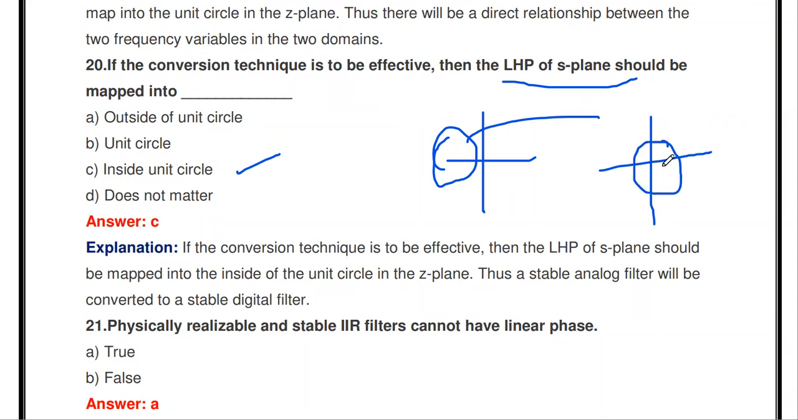In terms of the Z transform, which one is a stable system? If all poles lie within the unit circle, it is said to be a stable system. So in order to convert a stable analog filter into a stable digital filter, the left half poles are mapped inside the unit circle. This j omega axis value is mapped on the unit circle.